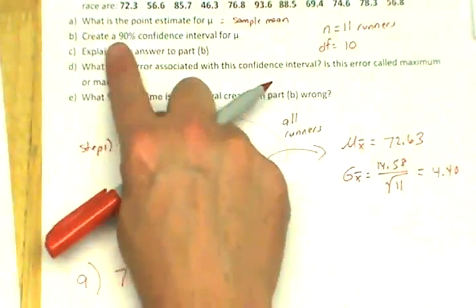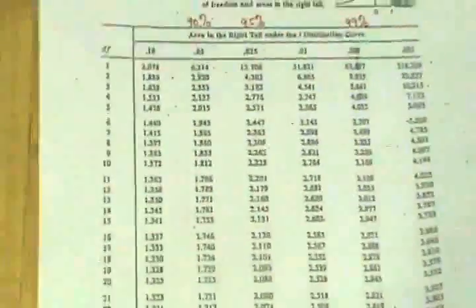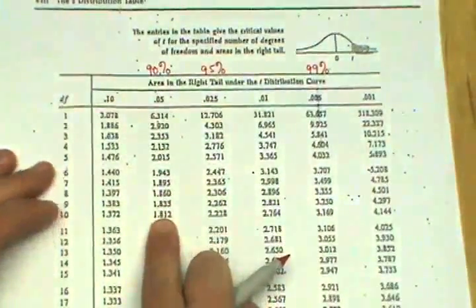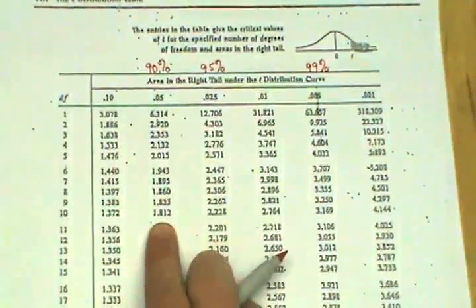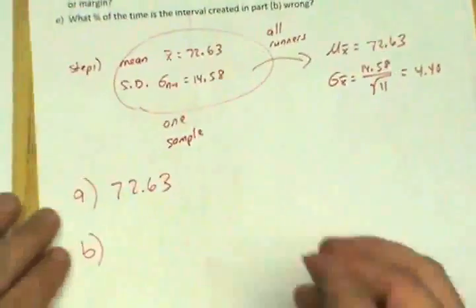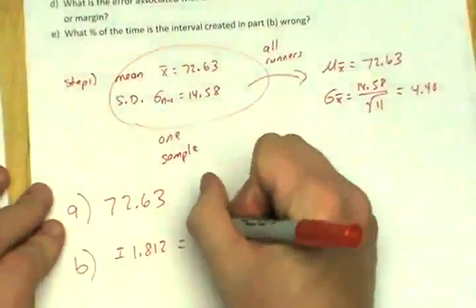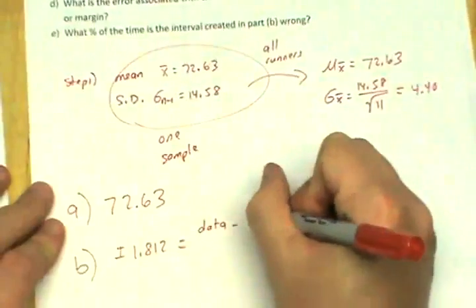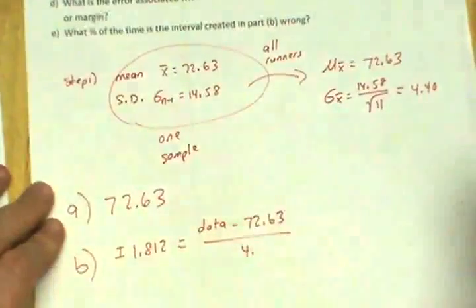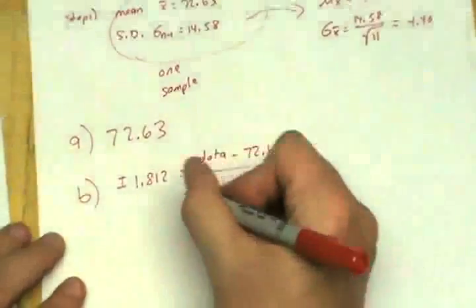So we'd like a 90% with a degree of freedom of 10. If we go to 90%, degree of freedom of 10, we're looking at 1.812 for our z-score. So 1.812 is our z, and we're going to say that is equal to the data minus the mean, we know, and the standard deviation of 4.40.